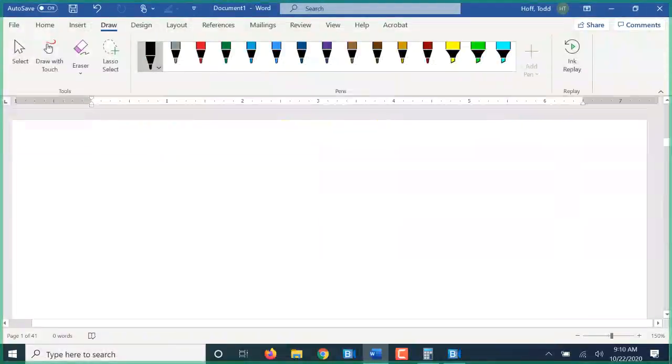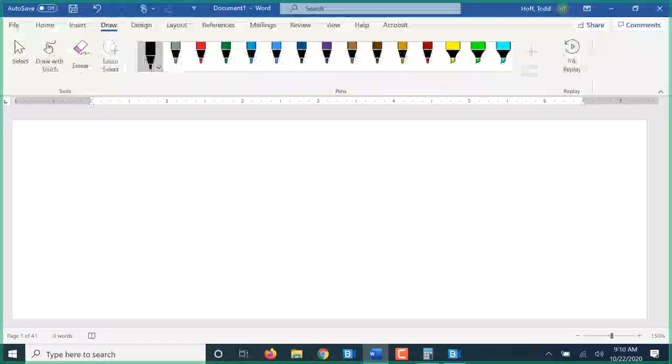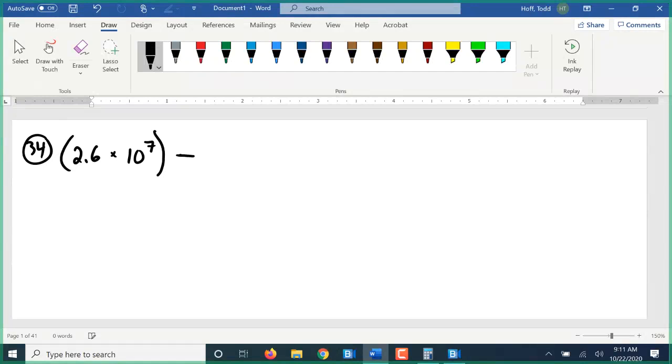Well, the last thing we're going to get around to reviewing today is going to be our operations with these scientific notation numbers. So I want you to try these 4. (2.6 times 10 to the 7th) plus (8.9 times 10 to the 7th). And I'll put the rest up here as you get started with that one.